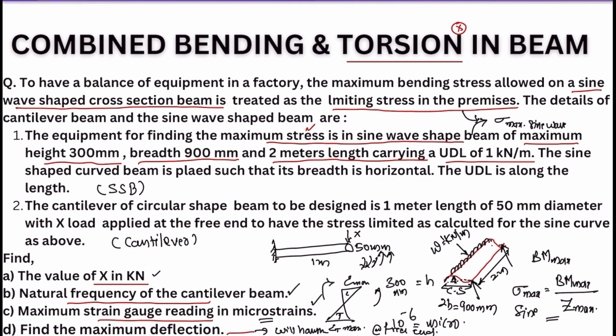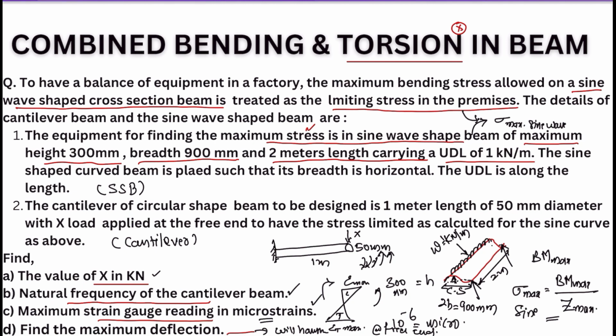In part 1, to find the maximum stress sigma, we have to find the maximum bending moment and the section modulus. The moment of inertia I of the sine wave is already discussed in my previous lecture. Please refer to my lecture on the moment of inertia of sine wave.